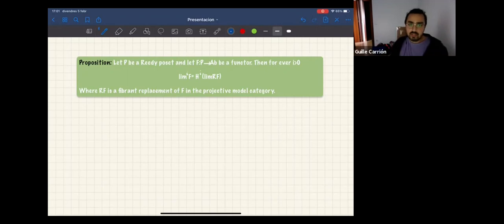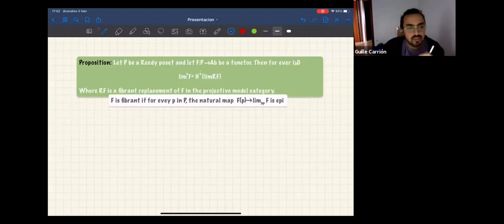If we have a ready poset and a functor, then we can compute higher limits using fibrant replacement instead of an injective resolution. That means that now we can compute higher limits using only model category tools, and we can forget to take an injective resolution. This new way to compute gives us new vanishing results and also gives bounds on where these limits vanish.